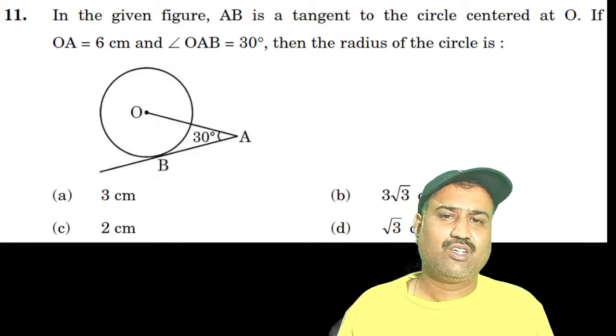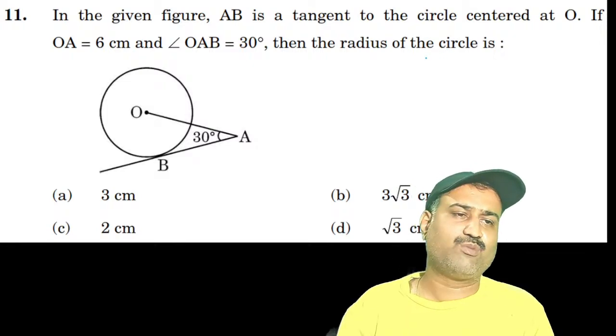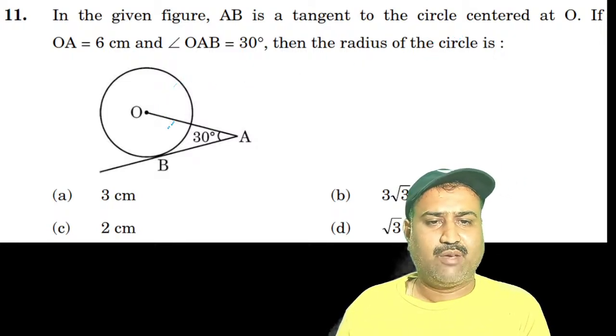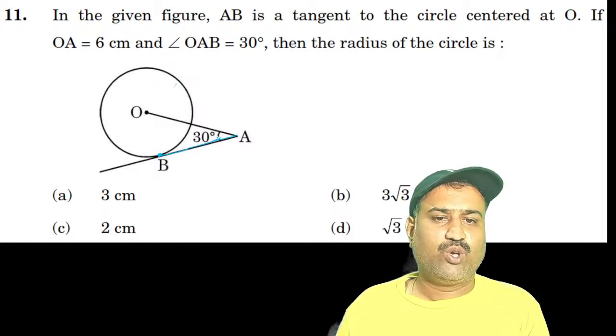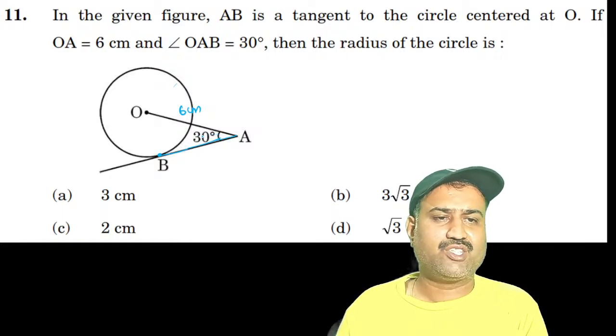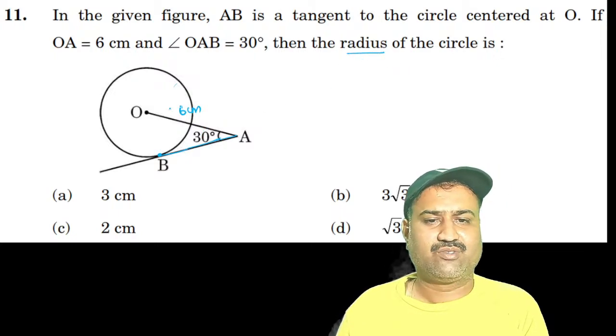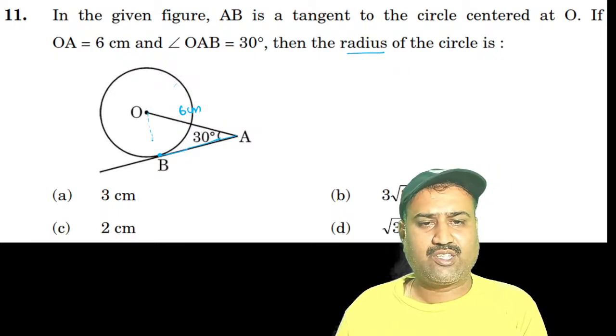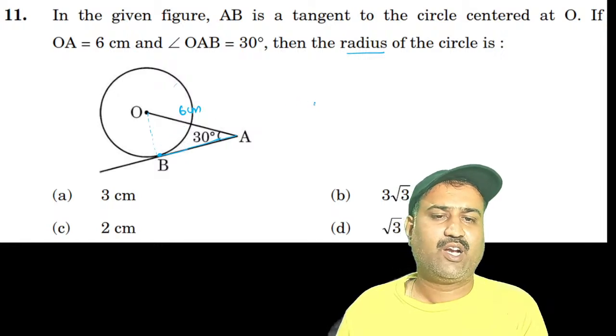11th question. In the given figure, AB is a tangent to a circle. That is a question from circle here. AB is a tangent, right? If OA is equal to 6 centimeter and angle OAB is 30 degree, we have to use trigonometric relations here. We have to find the radius, that is OB. I have to find OB.